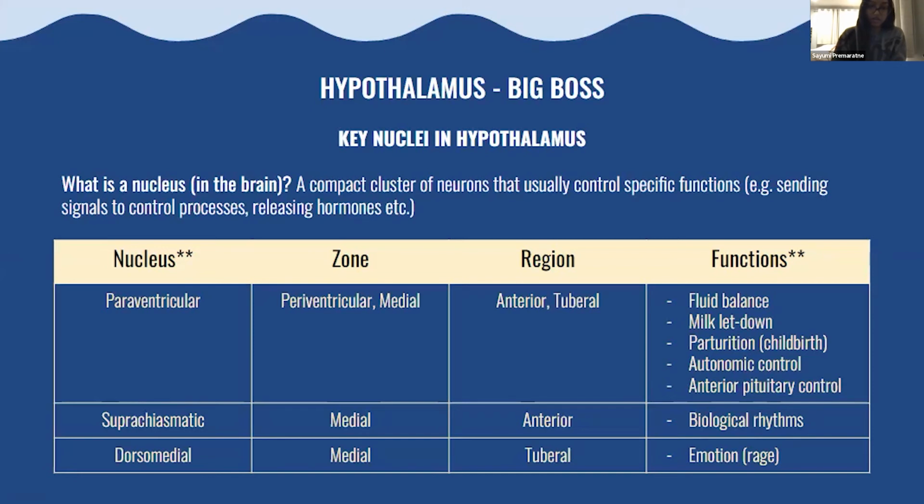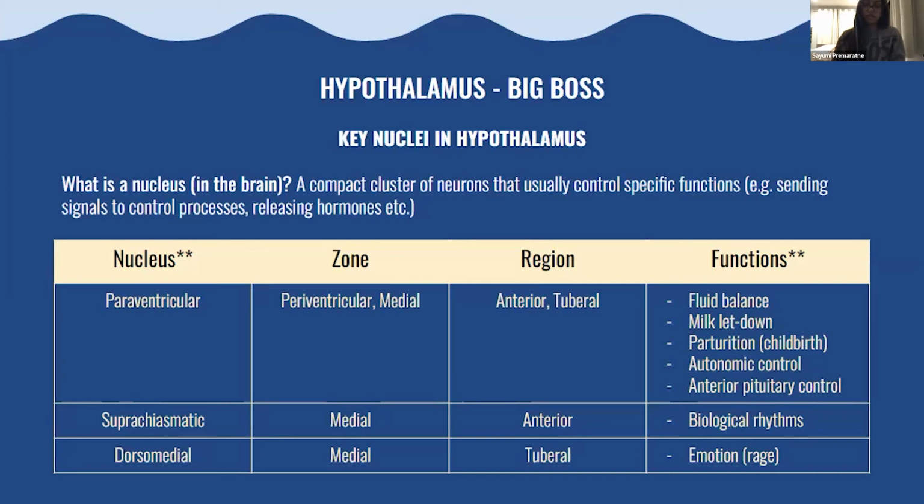There's the paraventricular, the suprachiasmatic, and the dorsomedial. Don't worry too much about the zone and region, but just be familiar with the functions. So the paraventricular is involved in fluid balance as well as milk letdown, so releasing milk from where it's produced and stored into the ducts. And then parturition, so that's childbirth and controlling contractions involved in childbirth. And then also controlling the autonomic system.